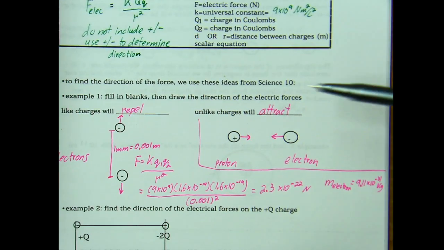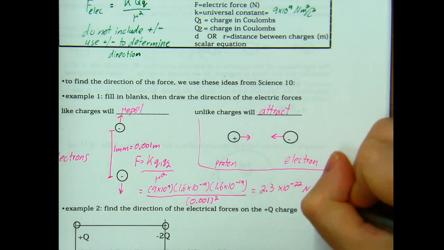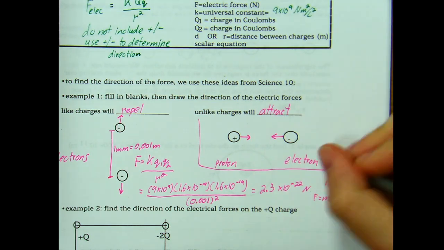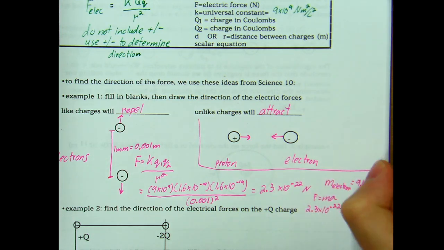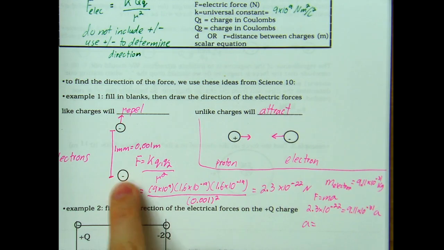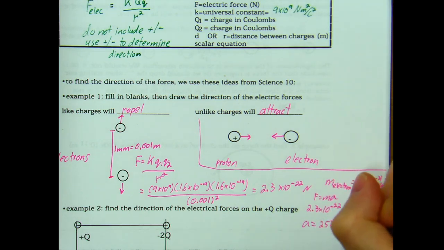And so if we actually want to see what kind of acceleration this force causes, we can just plug that into the F equals ma equation, where your force is 2.3 times 10 to the negative 22, and that's going to equal 9.11 times 10 to the negative 31 a. You divide both sides by this number, 9.11 times 10 to the negative 31. You're actually going to find that the acceleration caused by the force of repulsion here is massive. It's 252,469,813 meters per second squared.